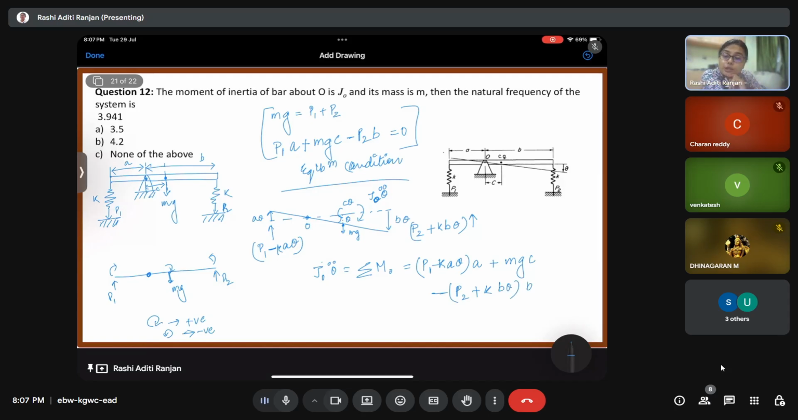Now, if I look into equation 2, by using equation 2, we know what? We know that P1 into A plus mgc minus P2 into B is 0. So we'll eliminate this. So what do we get?